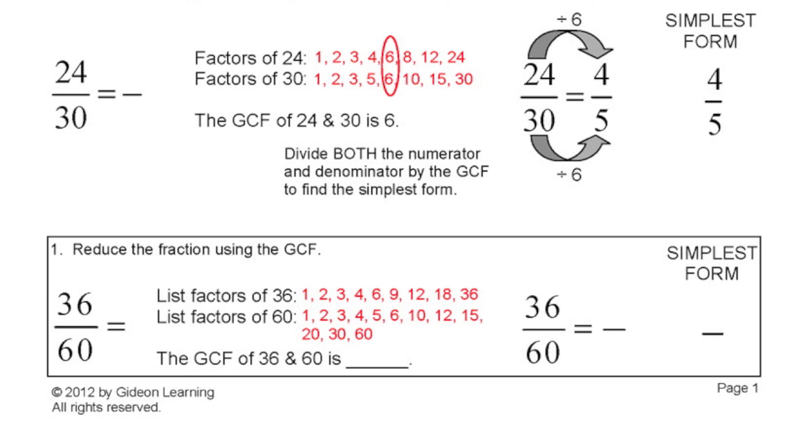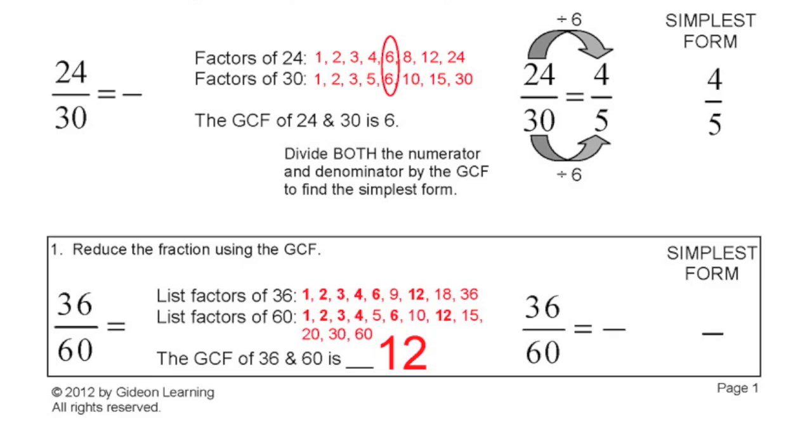So then I'm going to find out what the common factors are. And so I'm going to go ahead and bold those: 1, 2, 3, 4, 6, and 12. 12 seems to be the largest one, so that would be my GCF. So I'm going to divide both 36 and 60 by 12.